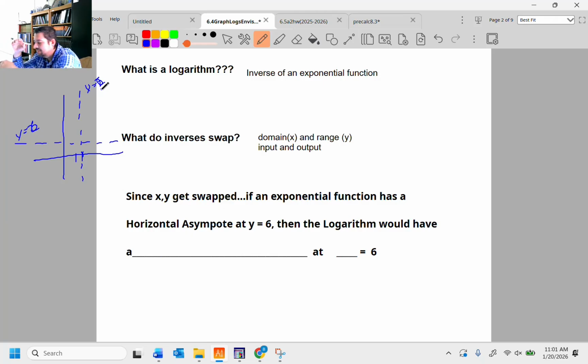Forgive me, I'm tired and have a headache. Normal. But this is vertical. It would have a vertical asymptote at x equals 6.